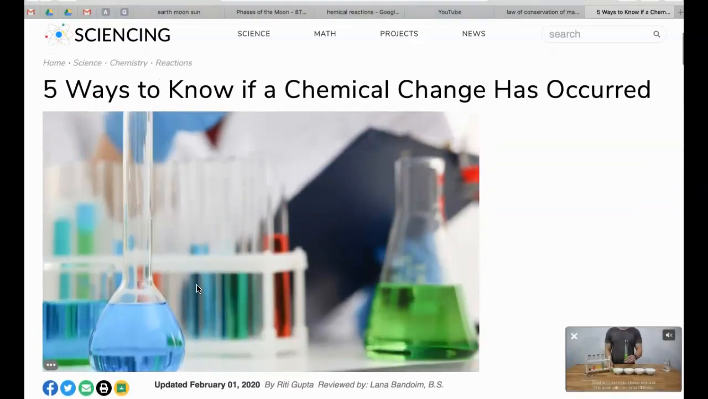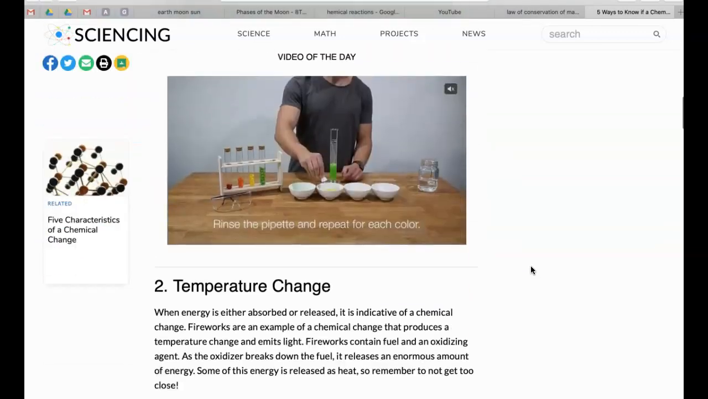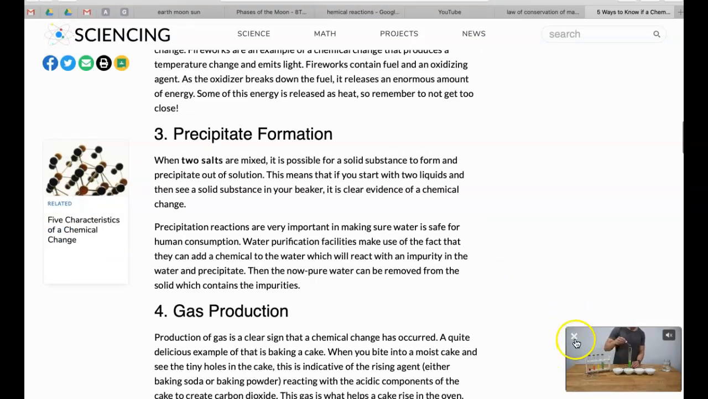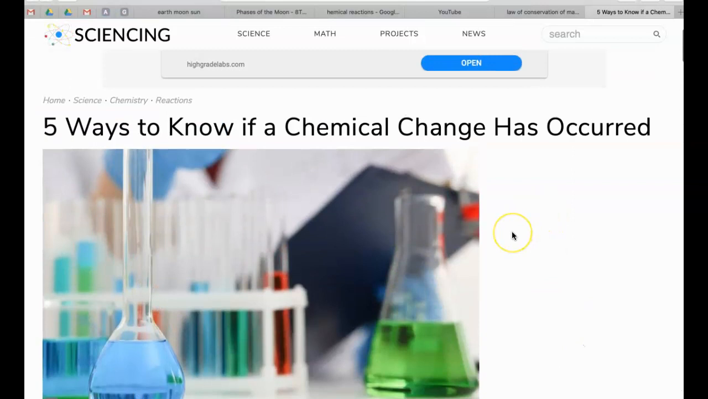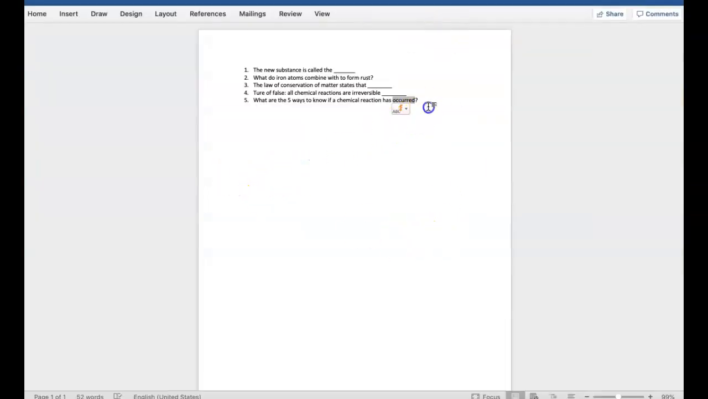So, color change, creation of heat, gas, precipitate, light. 5 basic ways for you to just know that a chemical reaction has occurred. Maybe next week I'll do a sheet with changes, and you'll have to decide whether they're chemical reactions or just physical changes. But for now, all we're going to do is this Word doc.